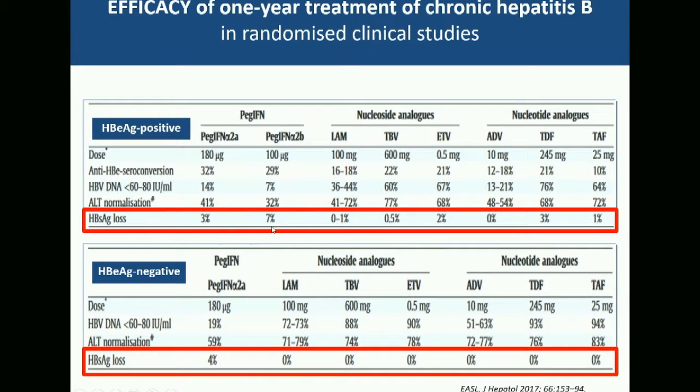As you see, this is the percentage of HBs antigen loss. Very bad. The best is with PEG interferon. In E antigen positive patients, and in E antigen negative, it's even worse. So actually, you can control the disease very well, but you cannot cure it. That's the case. If you want to control the disease, then of course you have to follow up these patients.